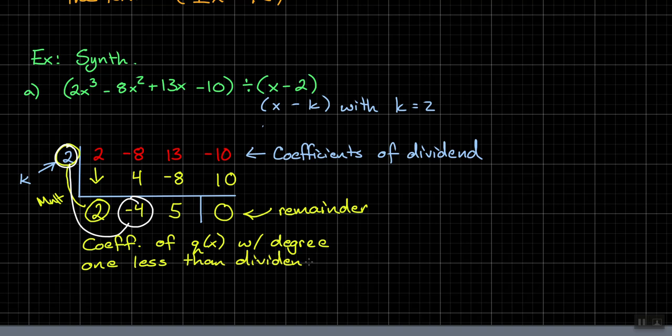Okay, there's a lot of stuff going on in this. Okay, the remainder is 0. There's some major significance to this. These are the coefficients. Now, what is the largest degree in the dividend?